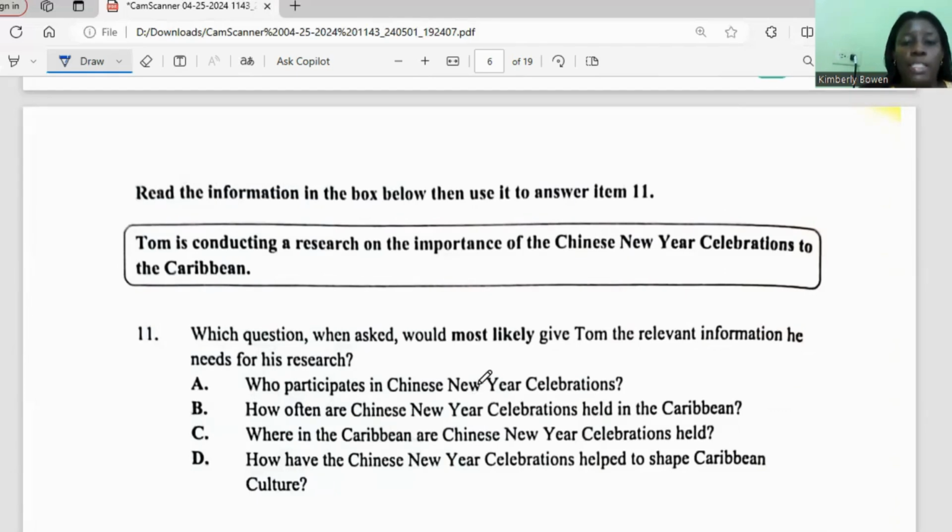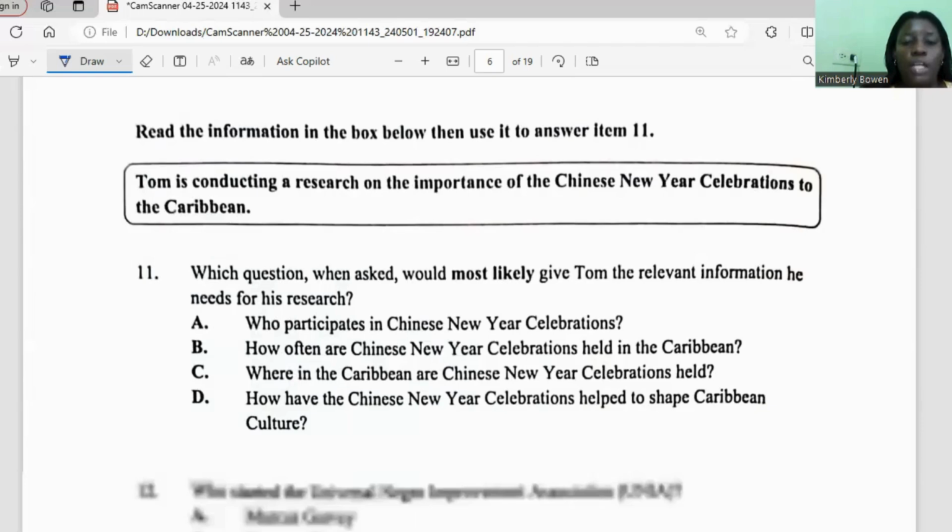A: Who participates in Chinese New Year celebration? B: How often are Chinese New Year celebration held in the Caribbean? C: Where in the Caribbean are Chinese New Year celebration held? D: How have the Chinese New Year celebration helped to shape Caribbean's culture? And D is the correct answer.